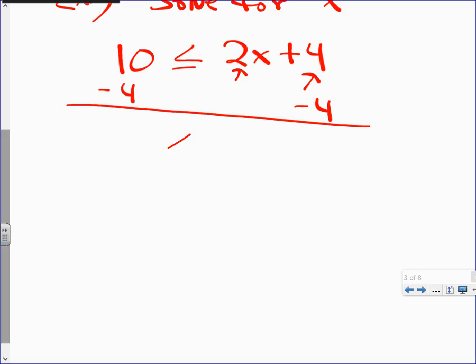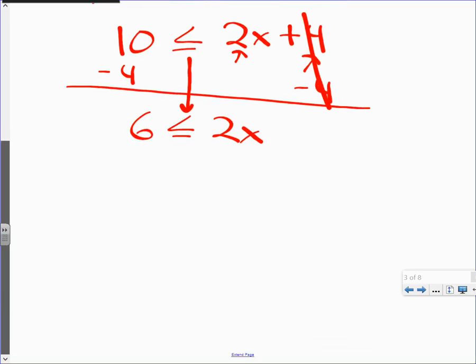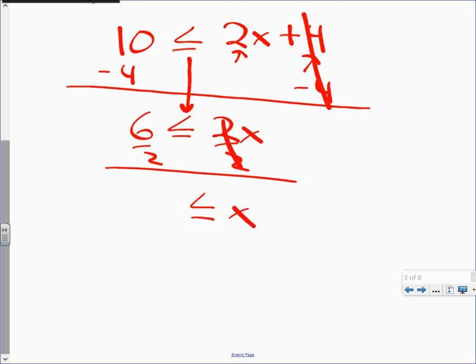Let me bring down the inequality symbol. Watch this. 2x. This is gone. But notice how I'm bringing down an inequality symbol now, not an equal sign. But everything stays the same. 10 minus 4 is 6. We're good to go. Now let's divide by 2. X then is greater than or equal to 3.